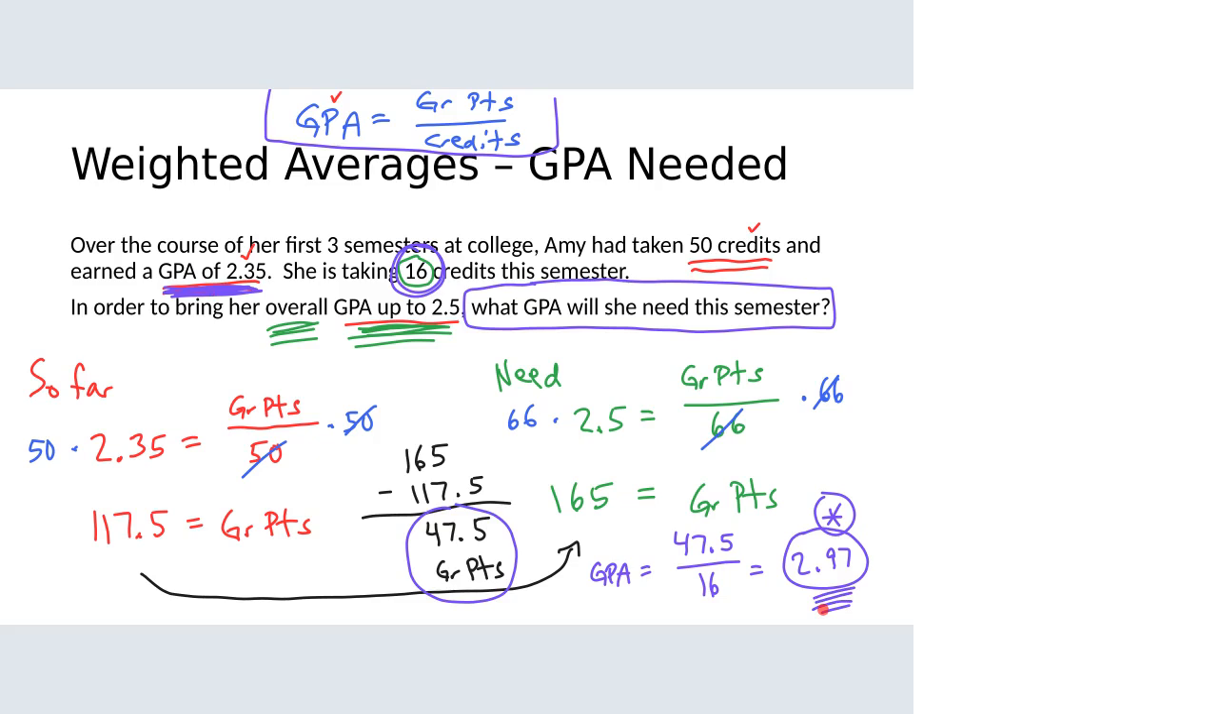So this is another example of a weighted average, because what's going on here is these 50 credits carry a lot more weight than the 16 credits she's taken this one semester. So in order to move her GPA just a little bit, she's going to need a really good GPA this semester.